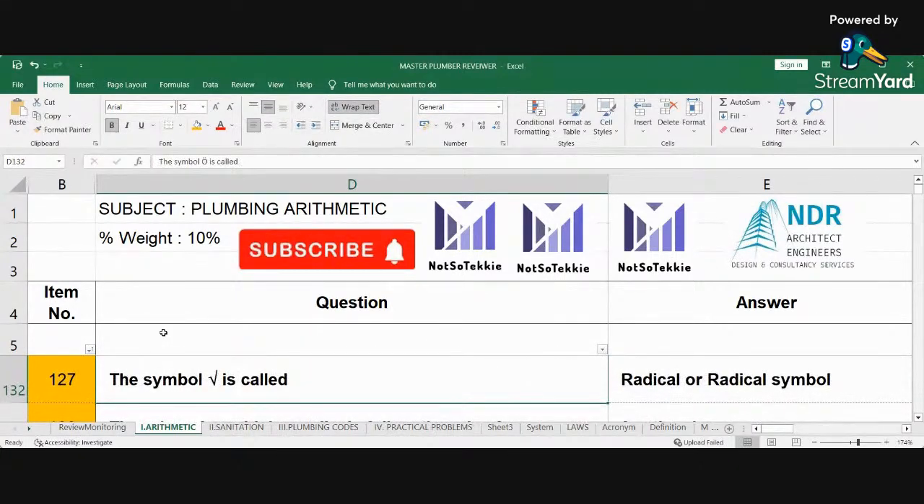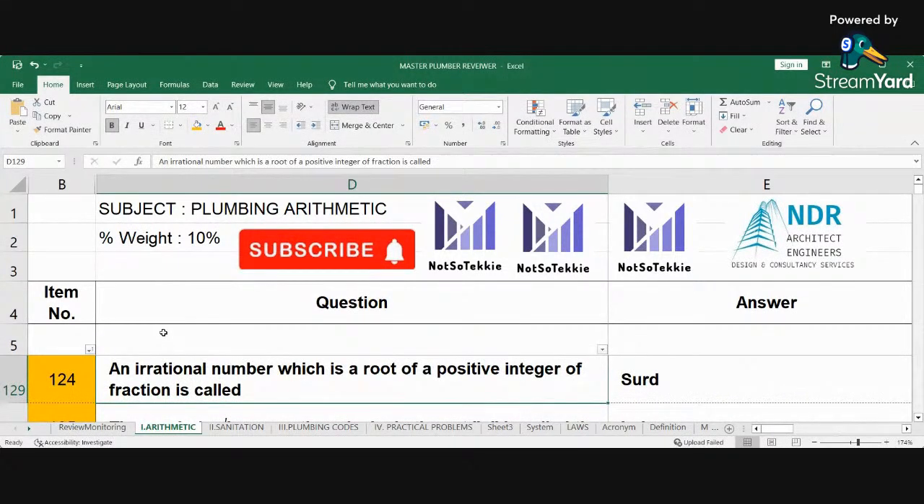Ito naman tayo sa 124. An irrational number which is a root of a positive integer or fraction is called the third.